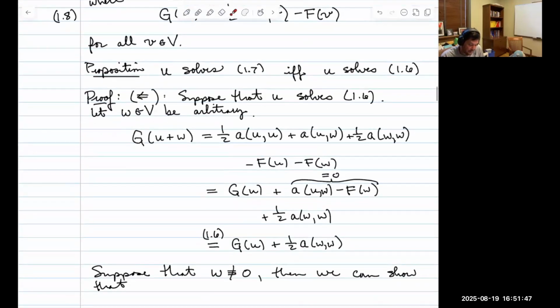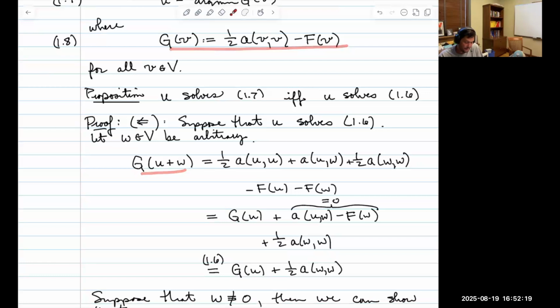And I'm going to use that fact as I go through. The fact that it's a symmetric bilinear form means that when I expand this, I get 1/2 A(U,U) plus 1/2 A(U,W). The symmetry comes in adding 1/2 A(U,W) plus 1/2 A(W,U) plus 1/2 A(W,W) minus F(U) minus F(W). So that's just what I get when I use my definition here. I'm using the bilinearity of A and the linearity of F.